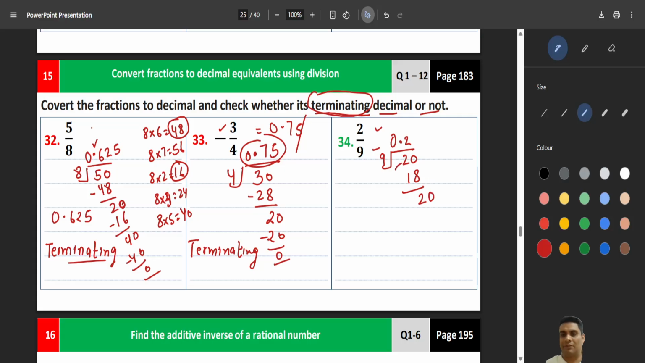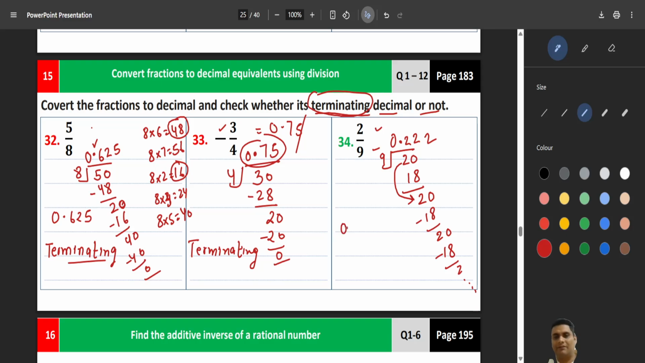Now check the number repeated. When a number repeats, yani this will never stop. It will keep on going. How? Check. 9 times 2 again, 18. I will do minus. Again 2 will come. Again 0. 9 times 2, 18. Again minus. Again 2. It will keep on going like this, right?